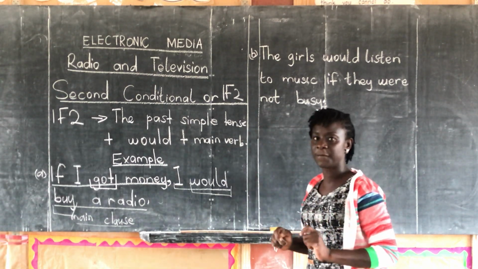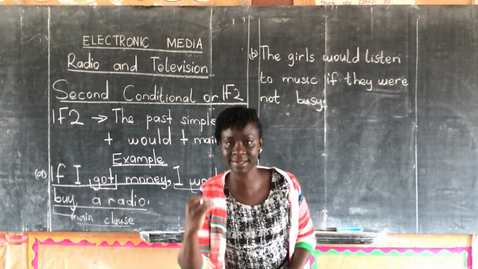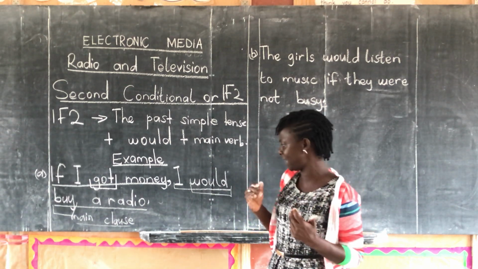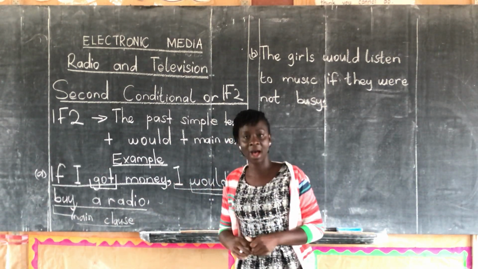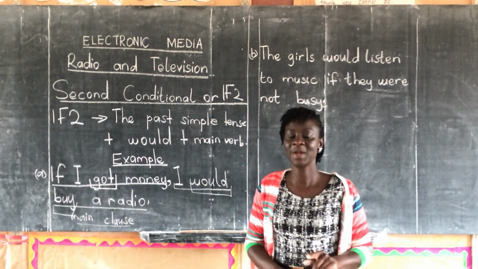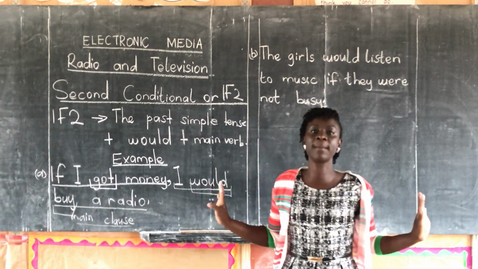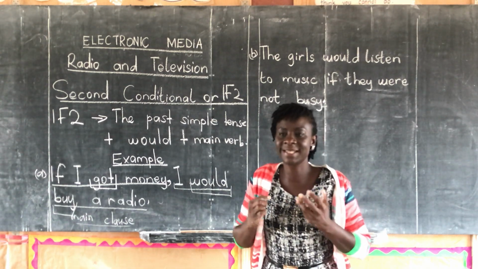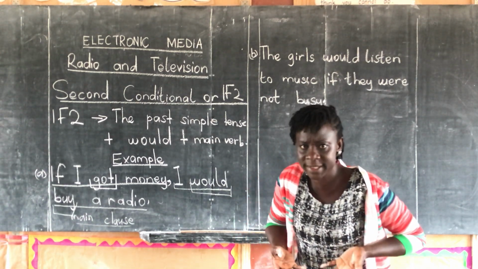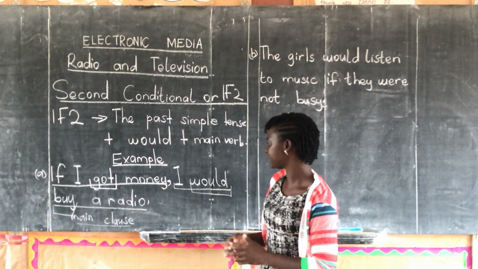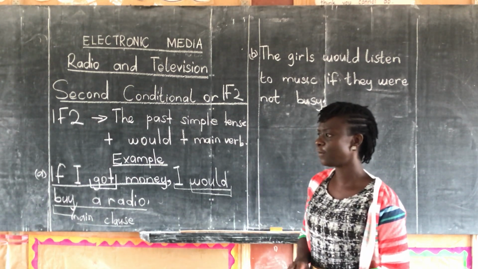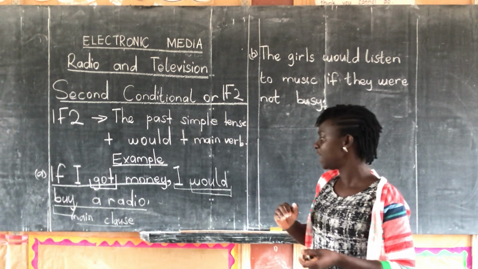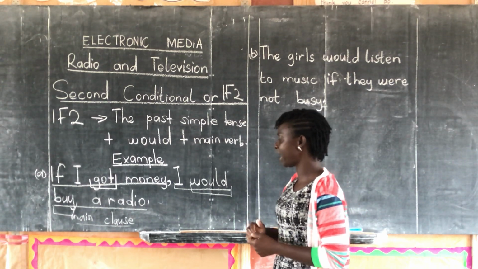When we use if, we may use it at the beginning of a sentence, and when we use it at the beginning, we must have a comma. Remember, I told you that at this level we don't cram where to place commas. But when you say out the sentence, you must feel the pause within the sentence. When I say, if I got money, of course I feel that there is a comma there. If I got money, I would buy a radio.